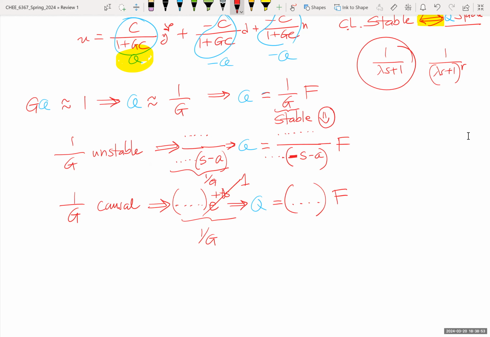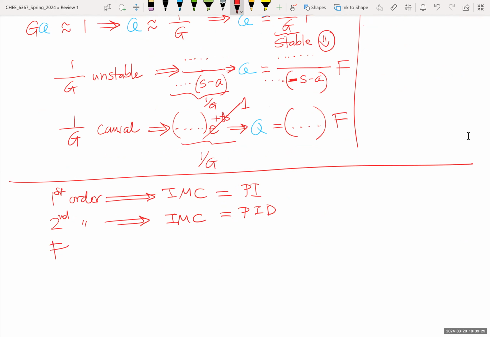So this is IMC. That's the full IMC. For a first order model, IMC is PI. For second order, IMC is PID. For first order plus time delay model, IMC is Smith predictor.